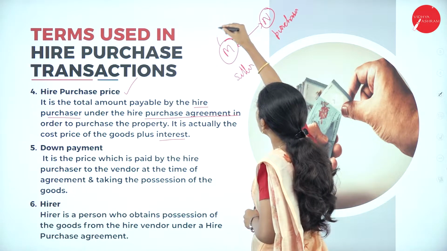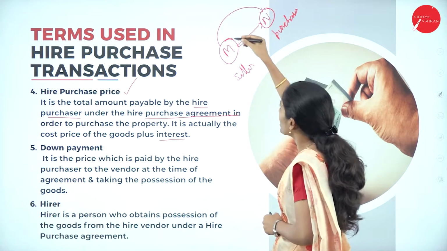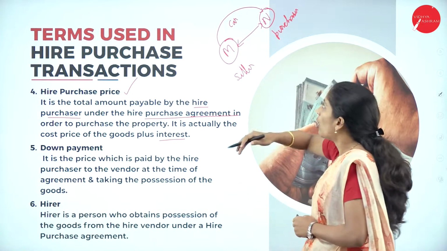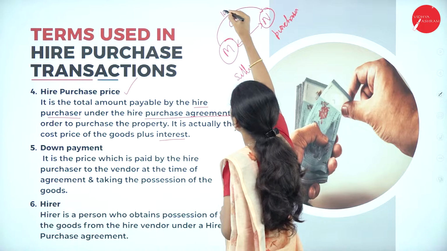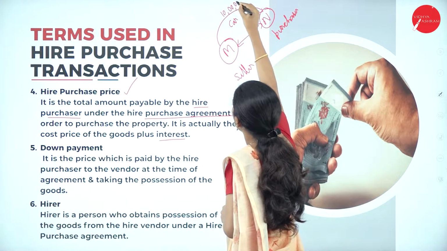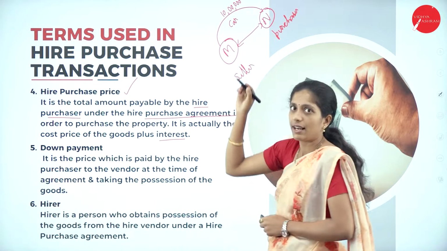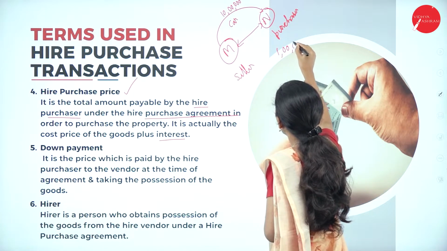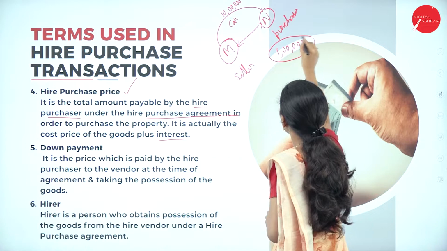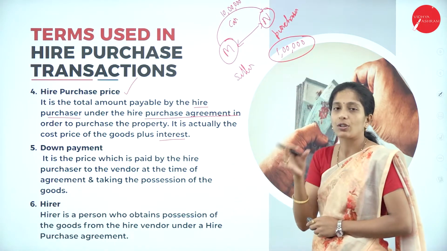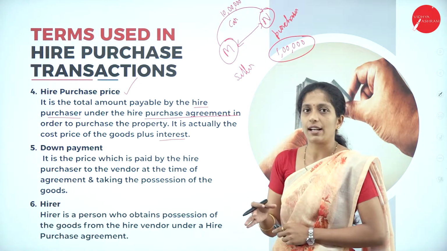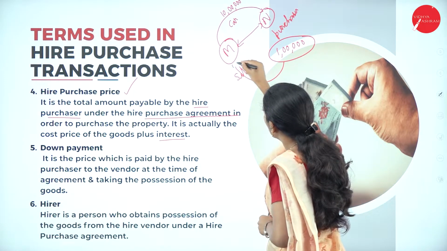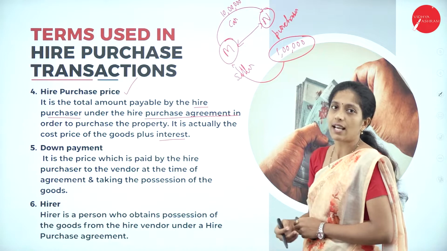Now M has transferred the asset, for example a car, to N for rupees 10 lakh. So the price of the car is 10 lakh. And N pays 1 lakh as down payment. So the total value of the car is 10 lakh and N has paid 1 lakh. The remaining 9 lakh will be paid in the form of installments.